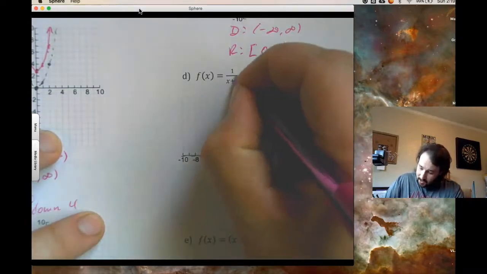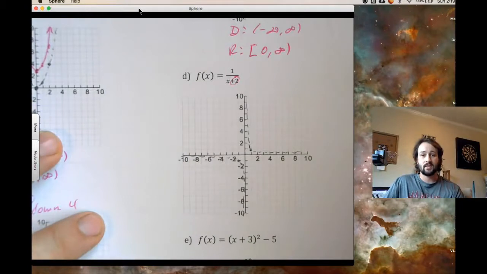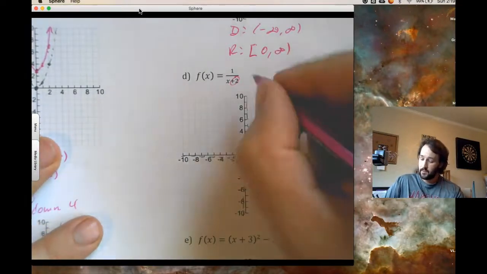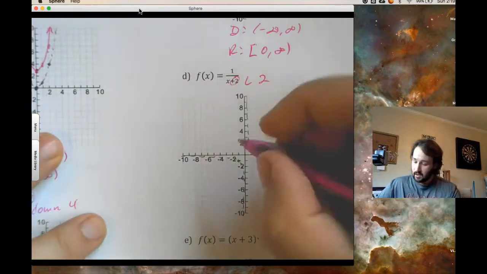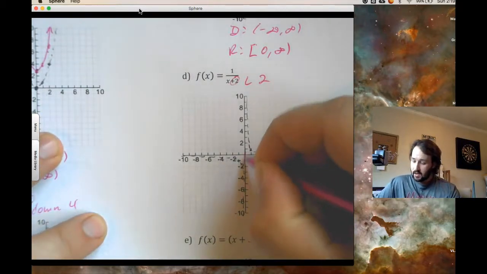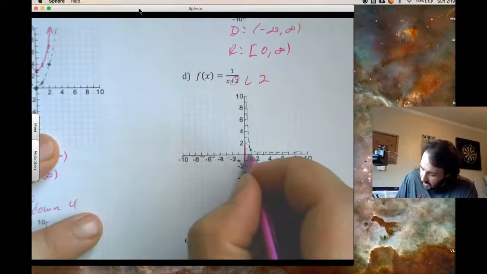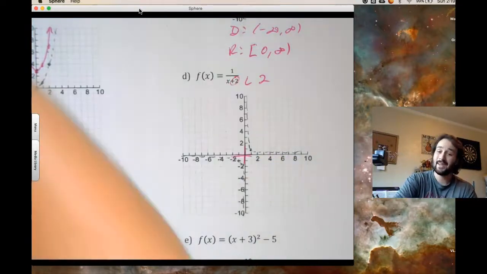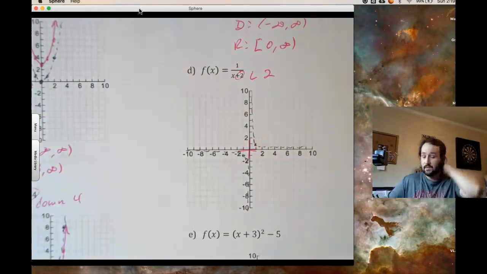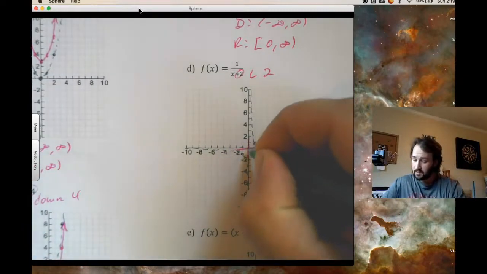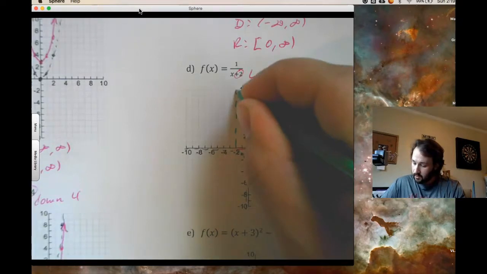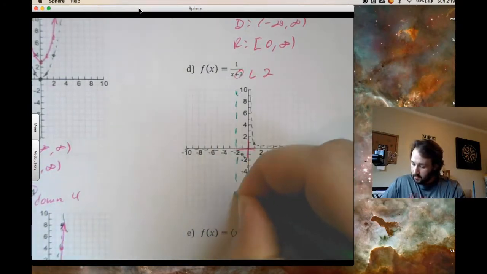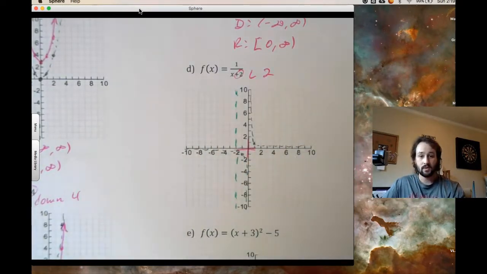So now this plus 2 is also with my x. It's in the denominator right next to the x. So what that does is it moves everything to the left 2 units. I know that I had asymptotes here and I had an asymptote here. So what I like to do is I like to just move my asymptotes. So since this vertical asymptote is moving to the left 2, I'm going to draw a new vertical asymptote right at negative 2 because I know I'm getting closer and closer to that as I go.